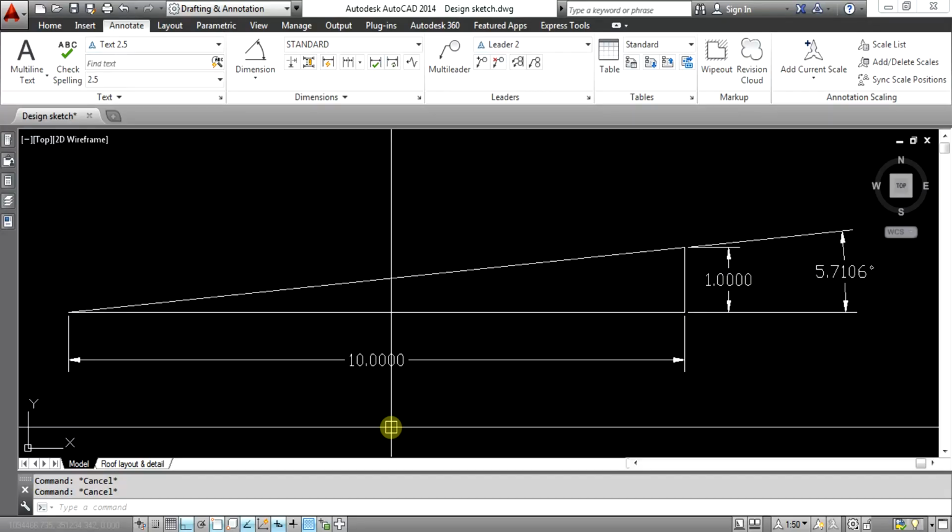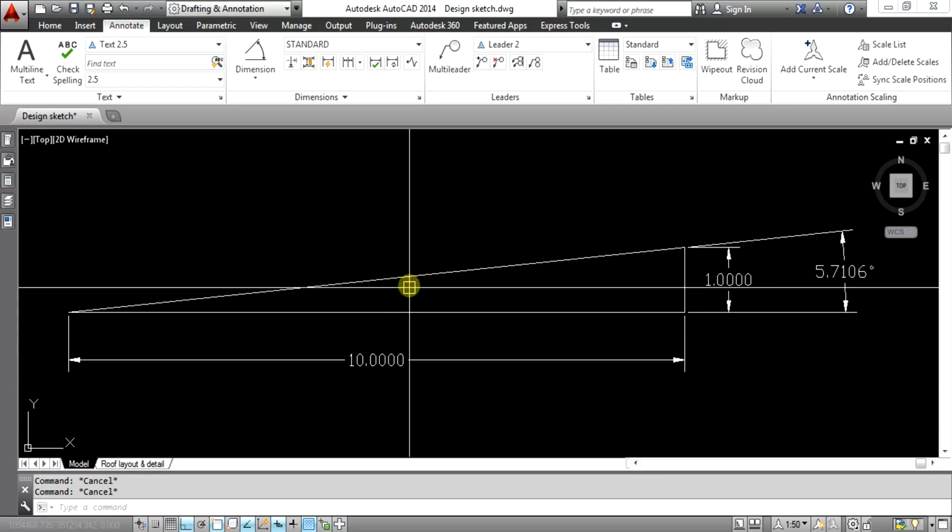In this video, let us learn how to calculate the angle of inclination from the slope. To calculate the angle of inclination, let us say we have a horizontal of 10 units and a vertical of 1 unit. That means the slope is 1 in 10. So the angle of inclination shall be 5.7106 degrees. How have we calculated it?